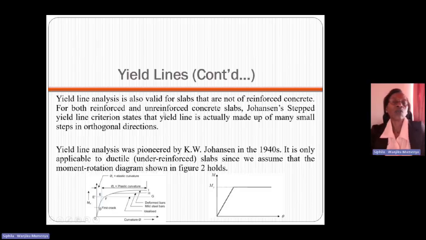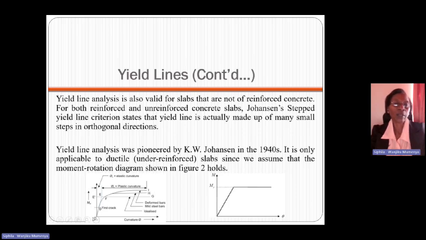The yield line analysis is also valid for slabs that are not of reinforced concrete, the slabs which undergo ductile behavior. Therefore, for both reinforced and unreinforced concrete slabs, the Johansen stepped yield line criterion states that a yield line is actually made up of many small steps in orthogonal directions. Yield line analysis was pioneered by K.W. Johansen in the 1940s, and it is only applicable to ductile or under-reinforced slabs, since we assume that the moment rotation diagram shown in figure 2 below holds.